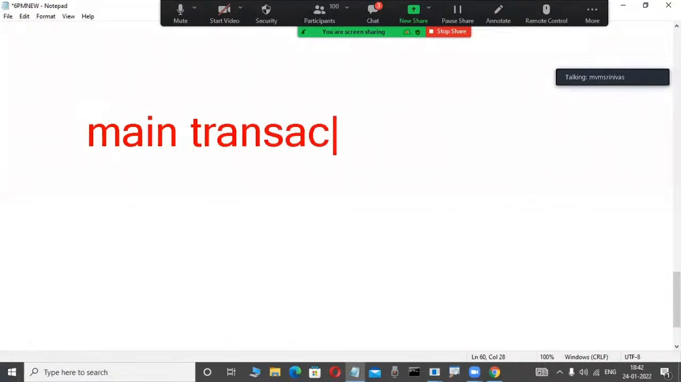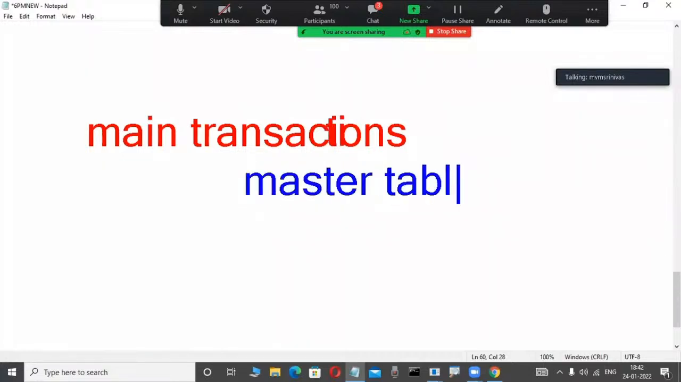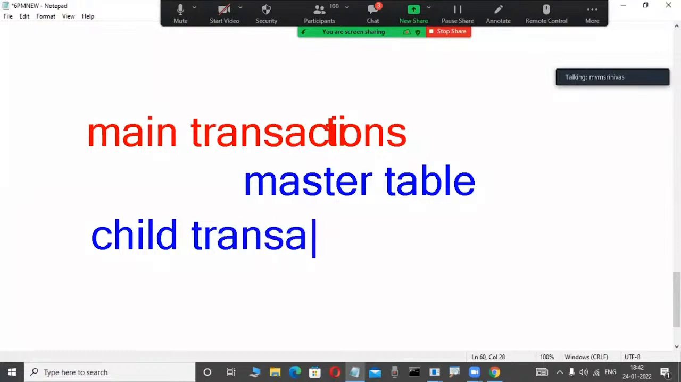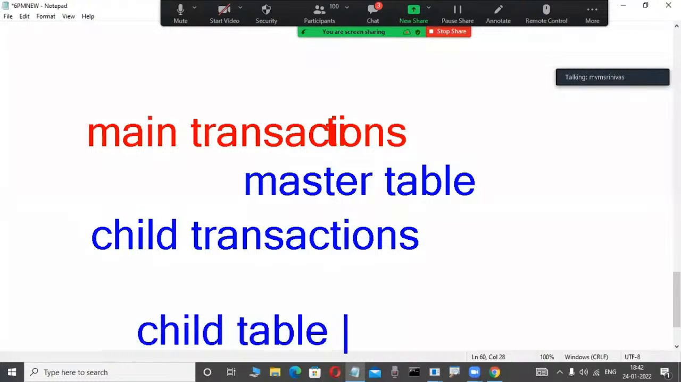Main transactions are stored in a what? In the master table. Very, very, very important. Main transactions are stored in the master table. Related child transactions in real-time projects are stored in a where? In the child table, or detail table, for example.